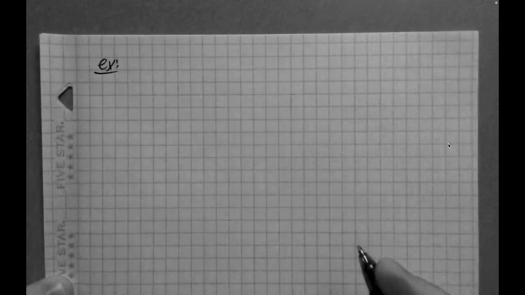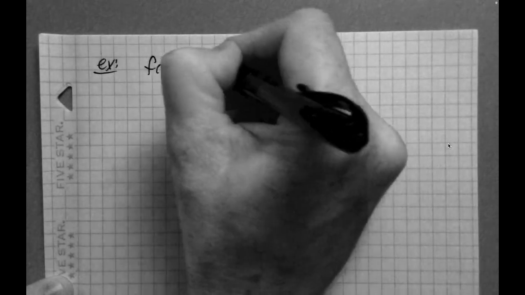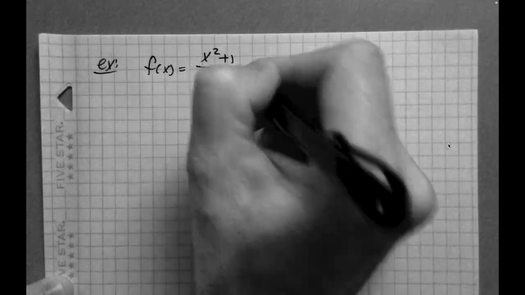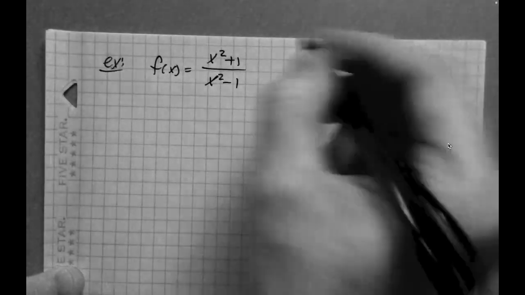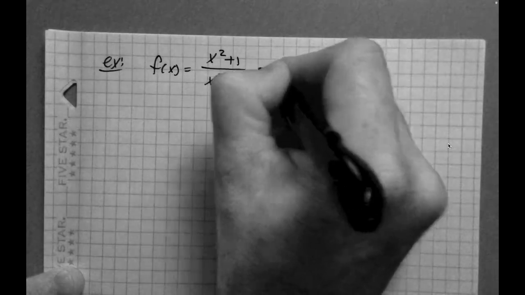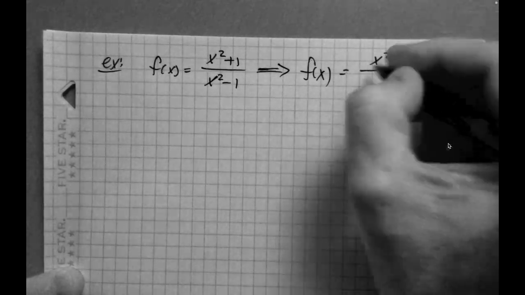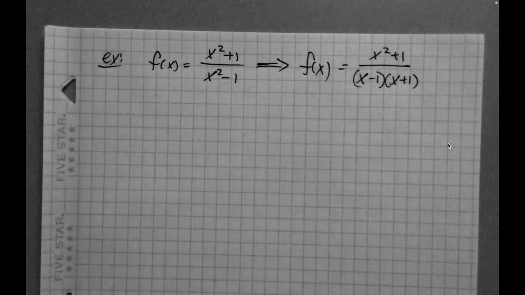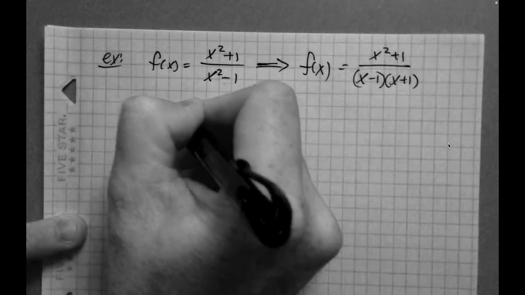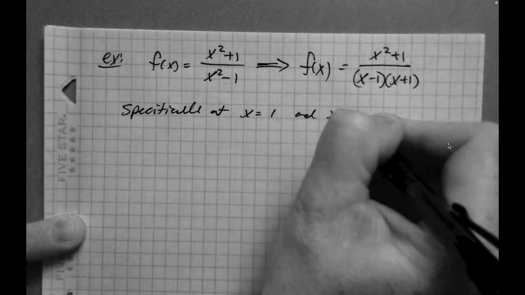Another example. This one is slightly more interesting, I think. f of x equals x squared plus 1 over x squared minus 1. So this is a nice function. Let's notice that denominator. We can factor that apart, can't we? So we could say f of x is equal to x squared plus 1 over x minus 1 times x plus 1. Technically this function actually has two values of x where the denominator is 0, specifically at x equals 1 and x equals -1.